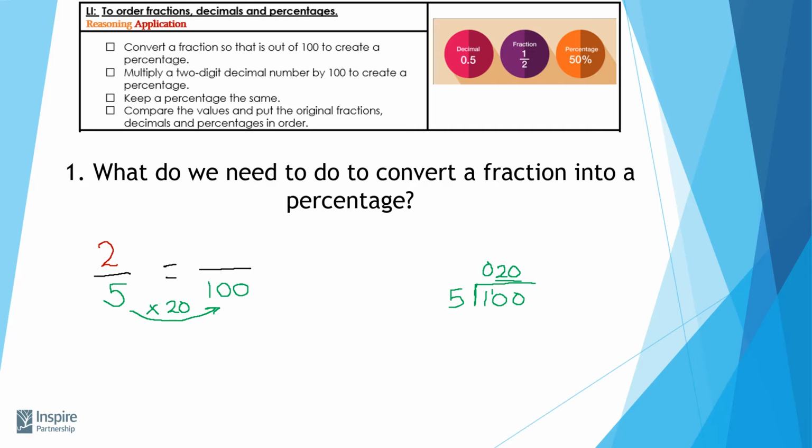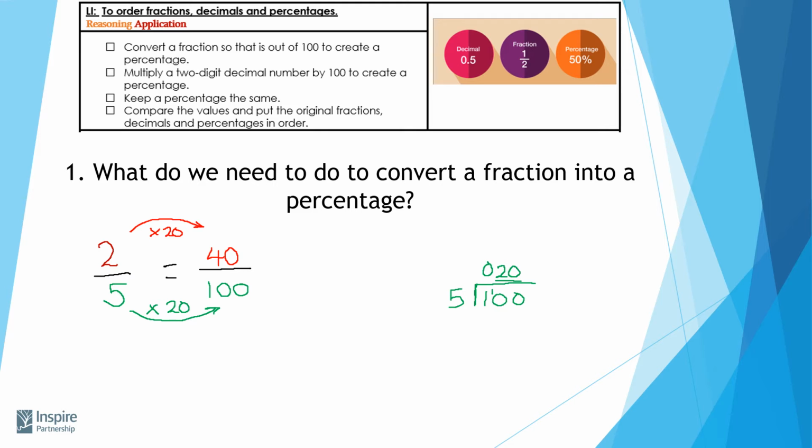Now remember, whatever we do to the denominator, we need to do to the numerator as well. So this 2 at the top, we also need to multiply by 20. So 2 times 20 is 40. 2 lots of 20 are 40.